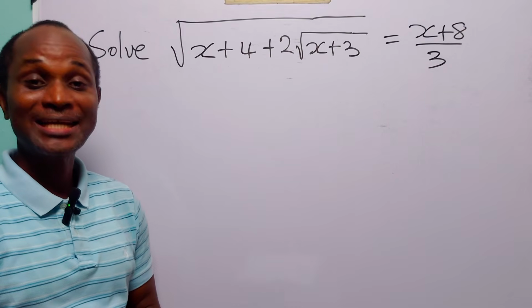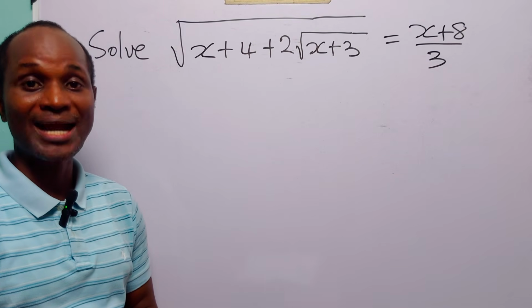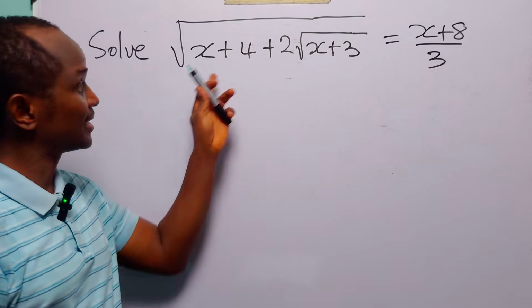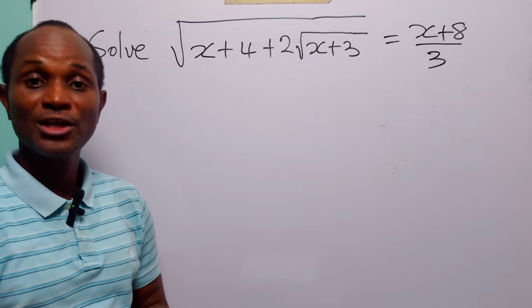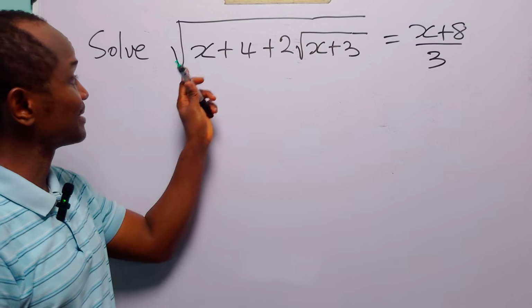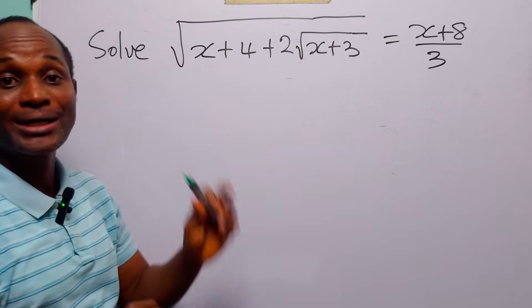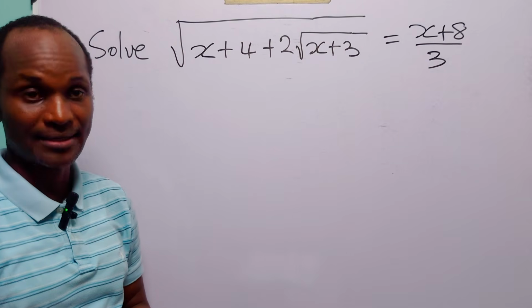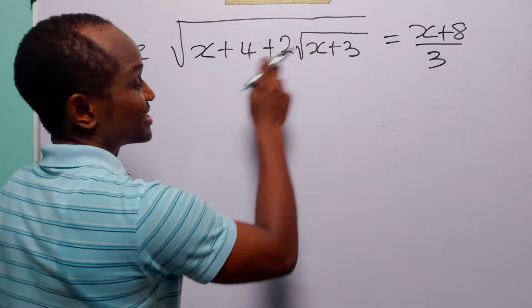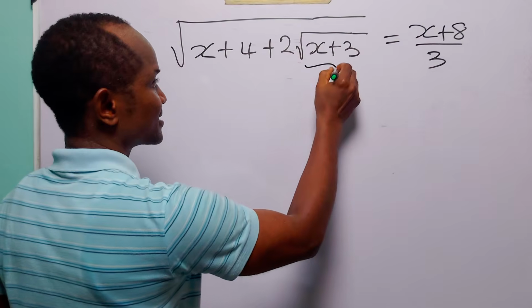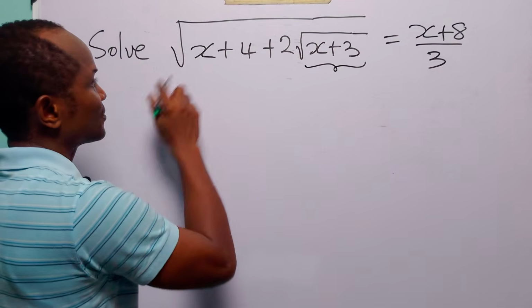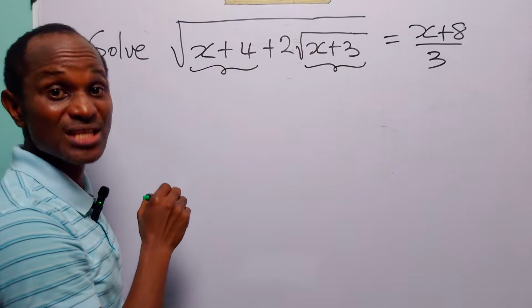Hello and welcome. In this math tutorial, our task is to find the real values of x that satisfy this equation. To solve this problem, we are going to start by simplifying this expression under the large square root sign. Now notice that under the small square root sign, we have x plus 3. And outside here, we have x plus 4.